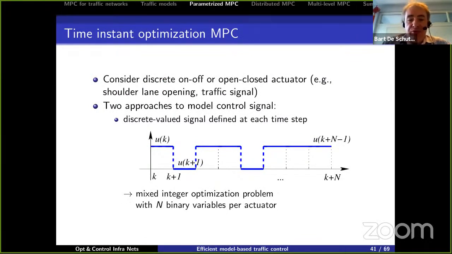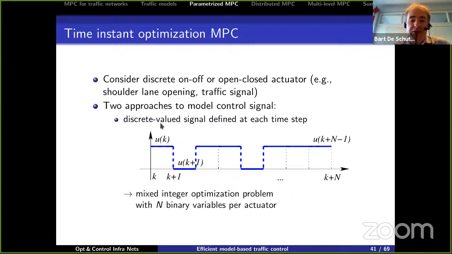Another way to parameterize your control signal is in the special case that you have discrete controllers. For example, an on-off controller or an open-closed actuator. Typical examples would be the opening of a shoulder lane, so an extra lane that you can open and close during rush hour. Or if you look at traffic signal control and you only consider red and green as the main values, then you would typically have a discrete or binary controller.